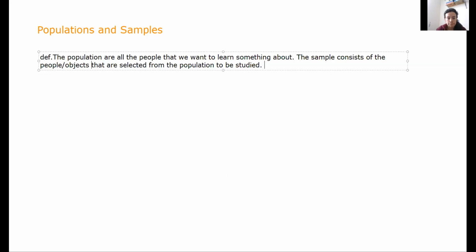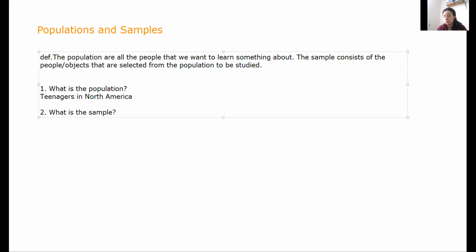All right. So in the example that I just gave, what is the population? Teenagers in North America, right? What was my sample? The 1,060 kids between the ages of 13 and 17, right? So this is our population and our sample.